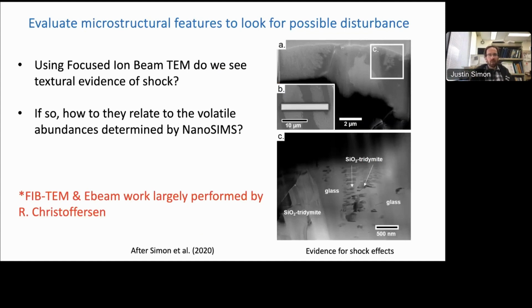I would be remiss to not point out that a big part of what made this work that we did stand out is that we coordinated every measurement with detailed microstructural analysis. And we're doing this to look at possible disturbances to understand the context, the petrographic context of our analyses. So we used the focused ion beam TEM approach, and this was work largely done by Roy Christofferson, and that's included in part in the 2020 paper.